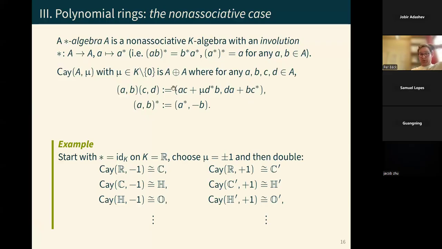So it gives you, for instance, all the real normed division algebras, if you start with star being the identity map and you iterate this process. And you also get their cousins if you use this mu equal to +1. Okay, but to me this process was really strange. So Masood and I tried to understand it better in terms of polynomial rings.